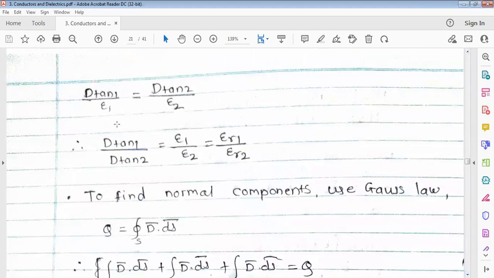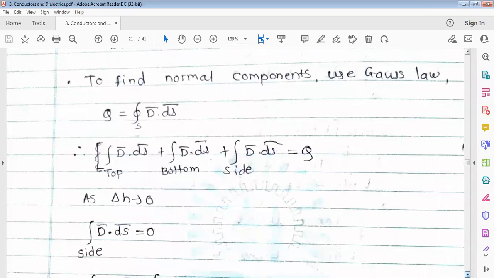After that, we have seen D tan 1 and D tan 2, right? The tangential components of the electric field intensity are same, but the tangential components of electric flux density are related with the relative permittivity. That is, D tan 1 divided by D tan 2 is equal to epsilon r1 divided by epsilon r2, right? So it is related by this.